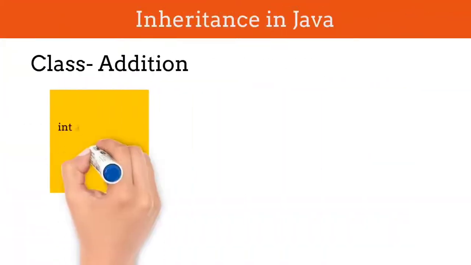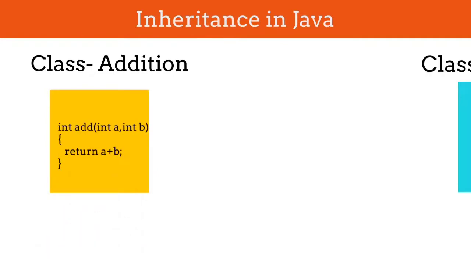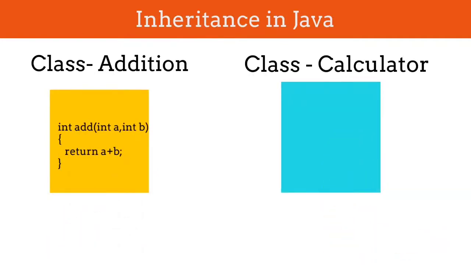Consider a class called addition, in which we have written a function that will add two numbers. Now we want to implement a calculator, and while implementing the calculator we have to add two numbers. So we have already written the code for adding the two numbers in the addition class. We can reuse this code using inheritance.